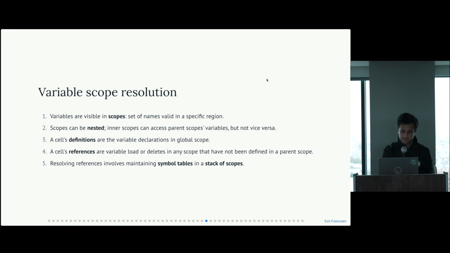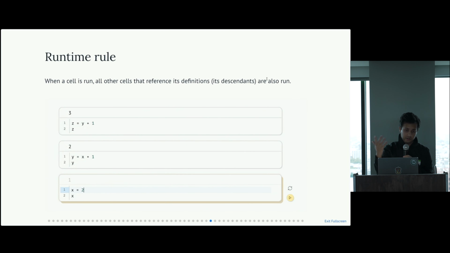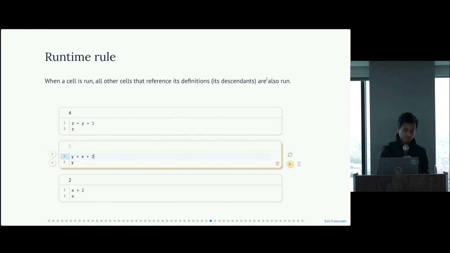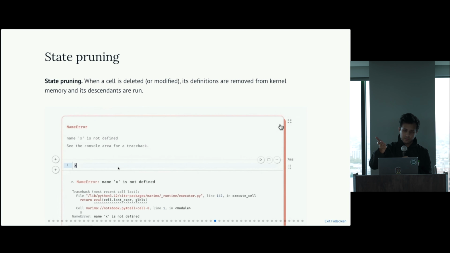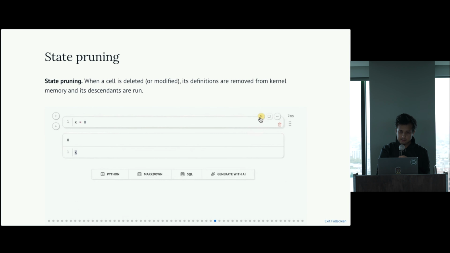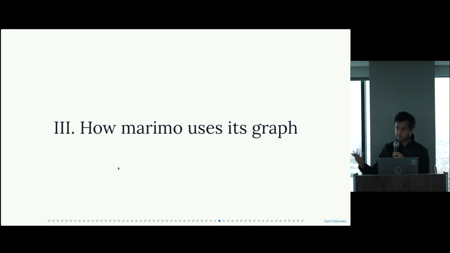so I won't describe it. And once you have the graph, then you can get reactive execution. So when a cell is run, all other cells that reference its definitions are also run. You can implement state pruning, so that's the thing where I showed you that when a cell is deleted, we know what other cells to invalidate. And that is the basics of our implementation. And a bit about how Marimo uses its graph.